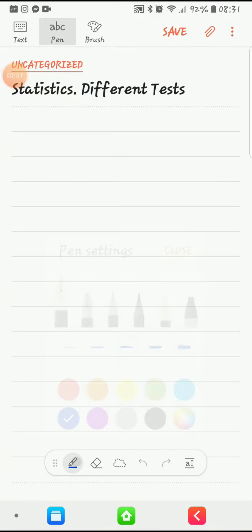All right, so I want to talk about three specific statistics tests that I've learned so far and how to compare them. I'm just going to start right into it. The first one is regression.